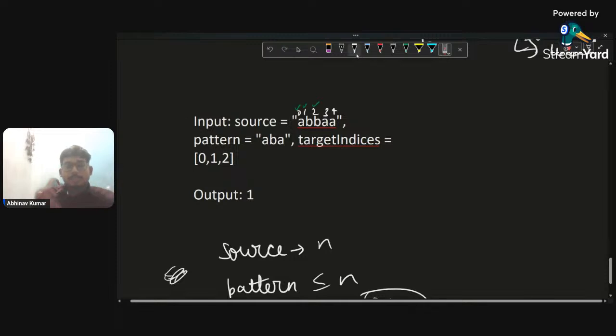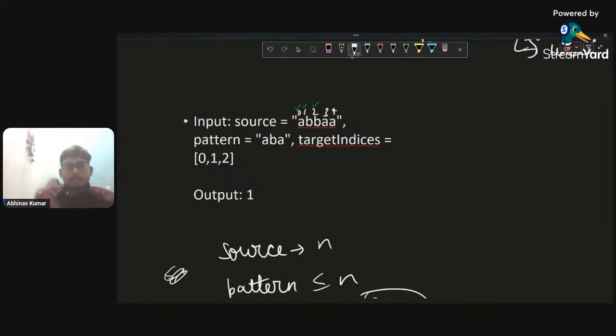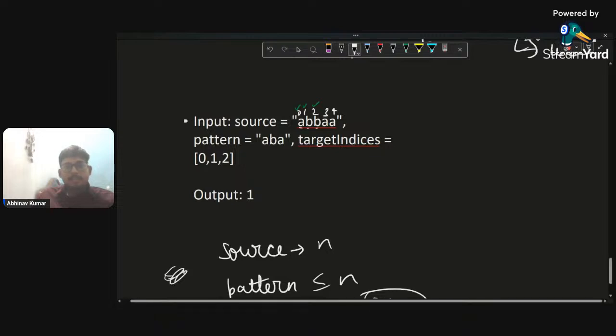So for this test case, what was my answer? I can delete only these three indices. If I delete this A, do I have ABA as a subsequence in this? No, we can have BA, but after A, we don't have a B to have ABA. So we cannot delete this A, because if we delete it, the remaining string would not have ABA as a subsequence.